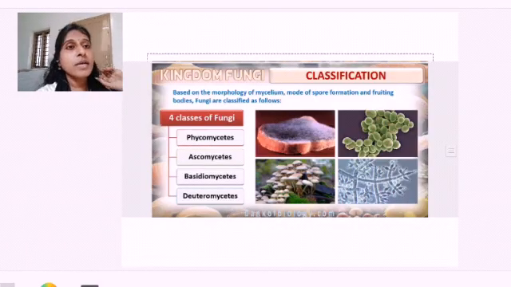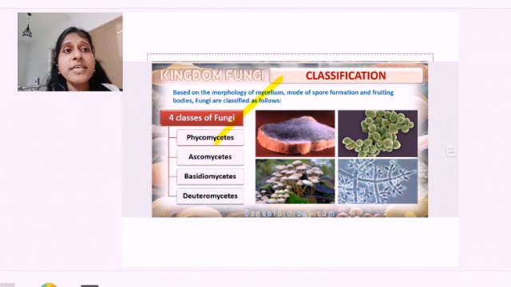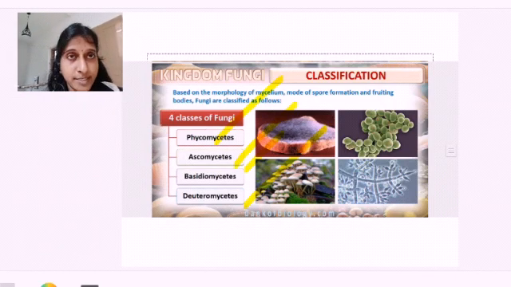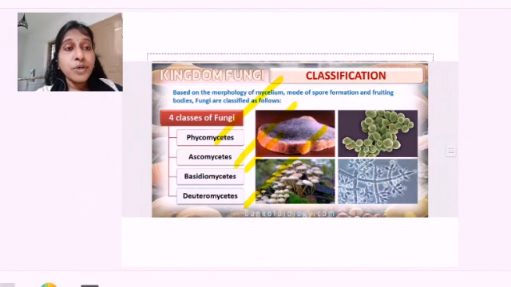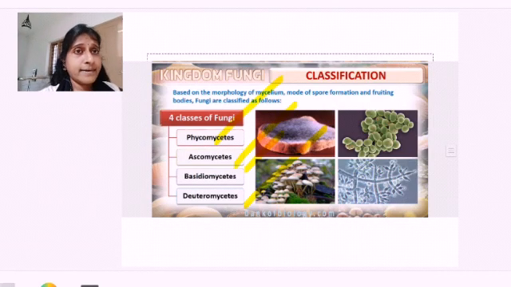Now moving on to the classification of fungi. Fungi can be classified into four types. What are they? Phycomycetes, ascomycetes, basidiomycetes and deuteromycetes. One by one we are going to discuss. All the common characteristics we have discussed. Now for each class of fungi specifically, what characteristics are they possessing?